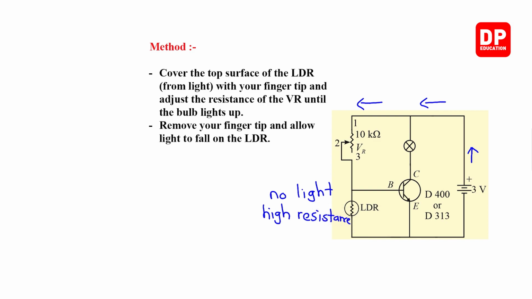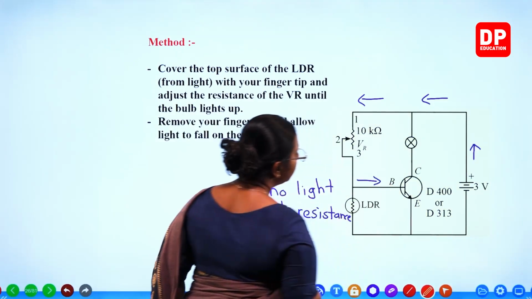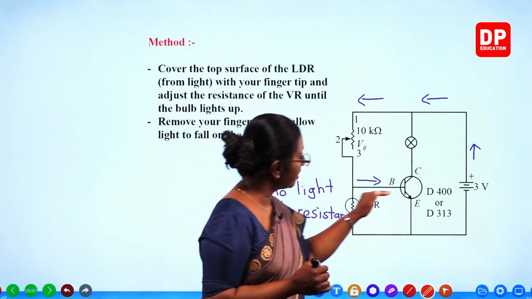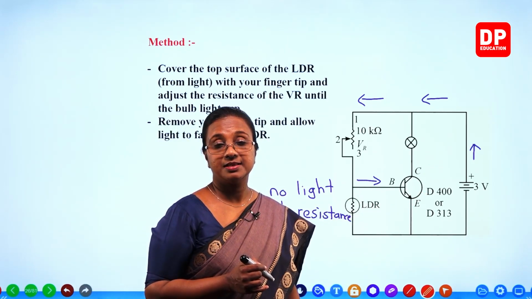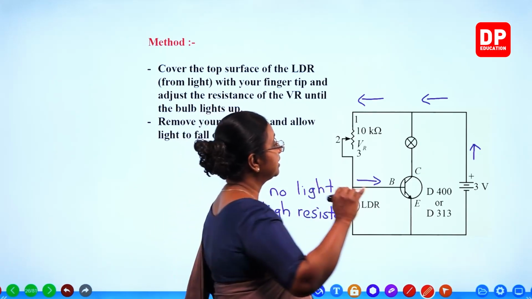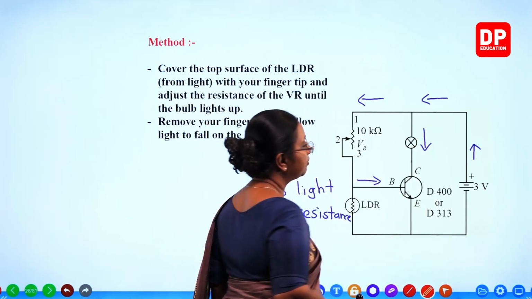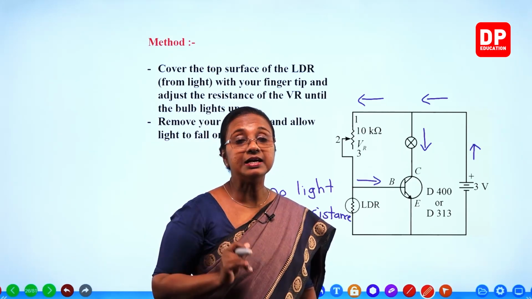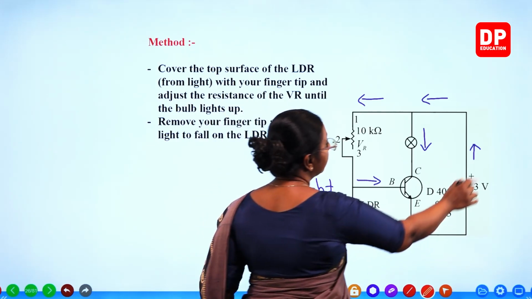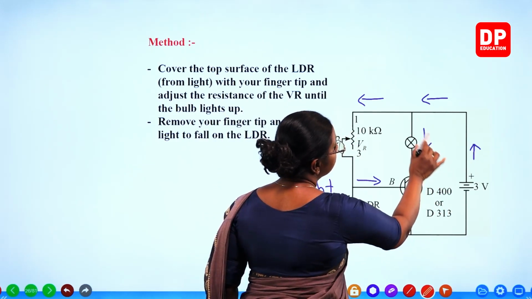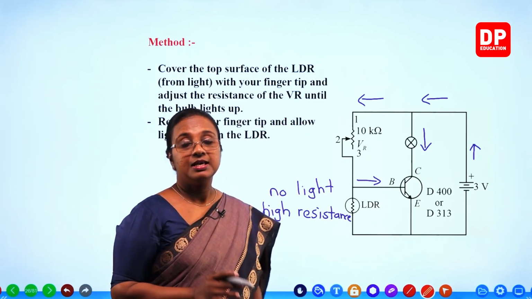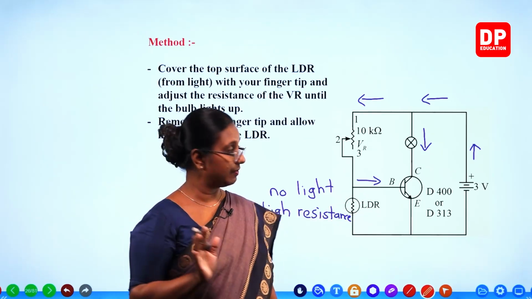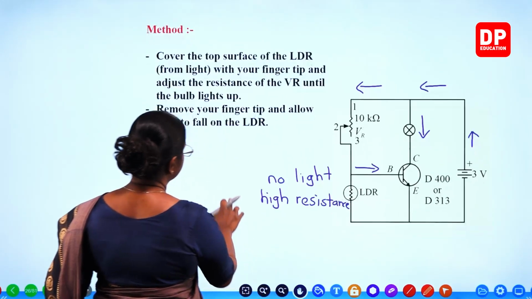So because of that, current will flow into the transistor through the base. When there is current flowing through the base, what will happen? Automatically, there will be a current flowing through the collector. Only when there is a base current, there will be a collector current. Because there is a collector current flowing, the bulb will light. Is that clear? So that is when the LDR is covered. I will write that explanation first.